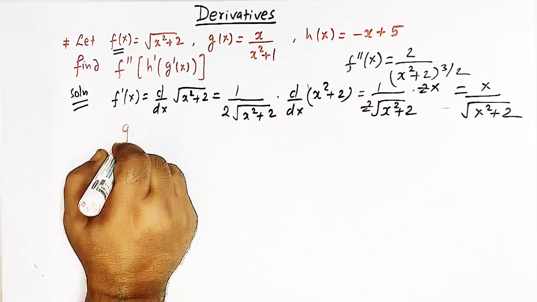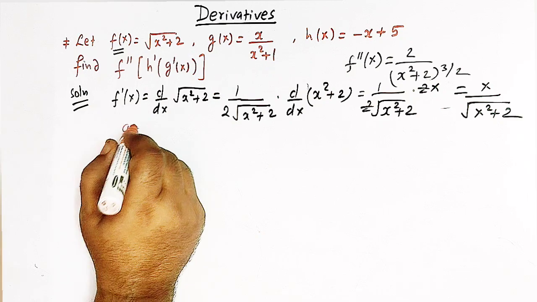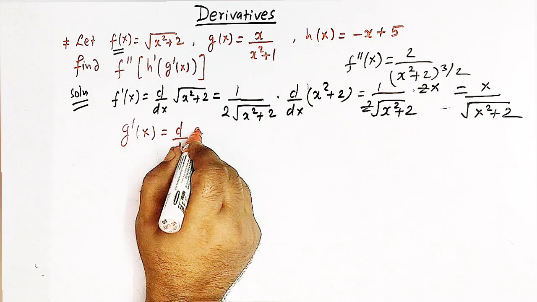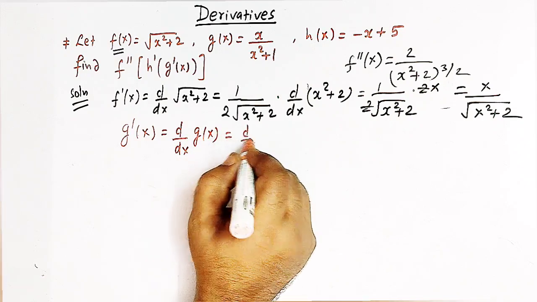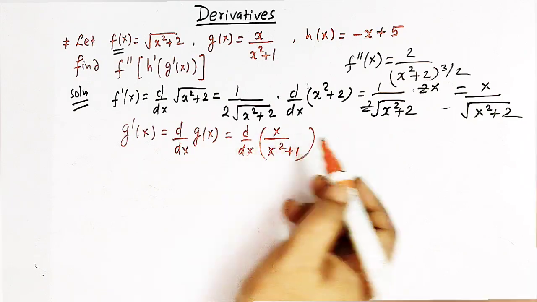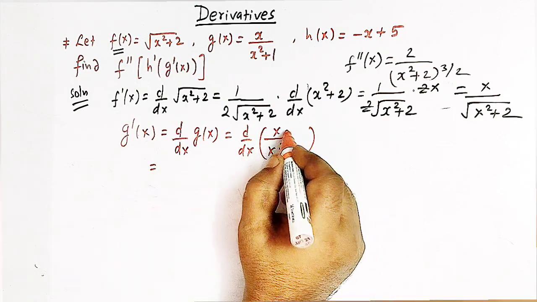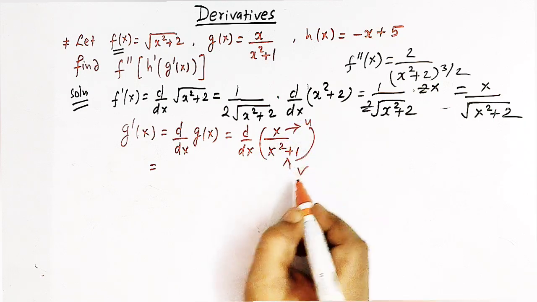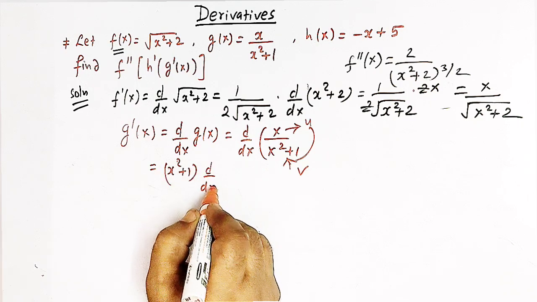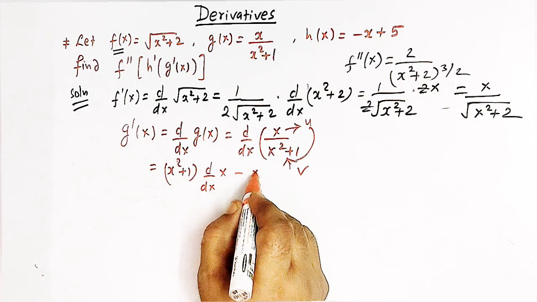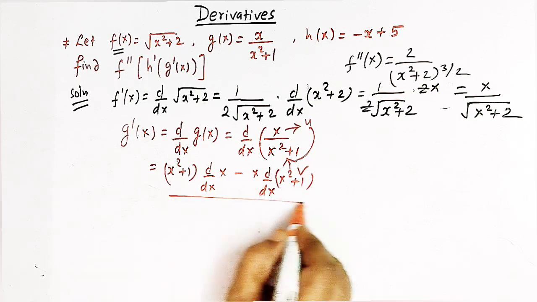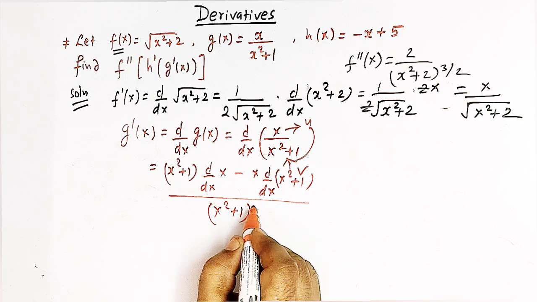So now let us find out the derivative of g of x, that is g prime of x. So we have g prime of x is equal to d by dx of g of x, and g of x is given by x over x square plus 1. And here again we can apply the quotient rule. This is u and this is v. So we have x square plus 1, then we have derivative of x, then we have x and derivative of x square plus 1, and divided by x square plus 1 whole square.